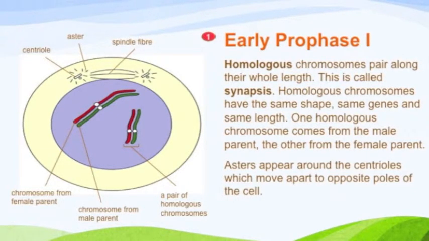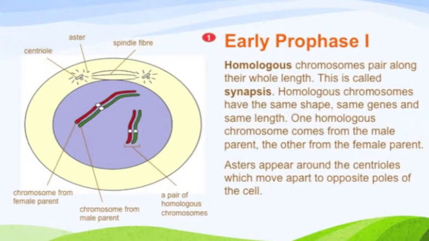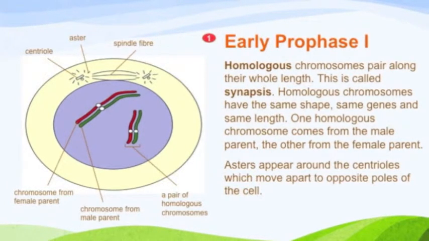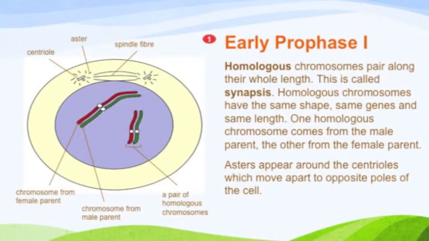However, one of the chromosomes comes from the male parent, while the other comes from the female parent. So you can see the red strand represents chromosomes coming from the female parent, while the green strand represents chromosomes coming from the male parent. This color coding will be the same throughout this lesson, so do take note.